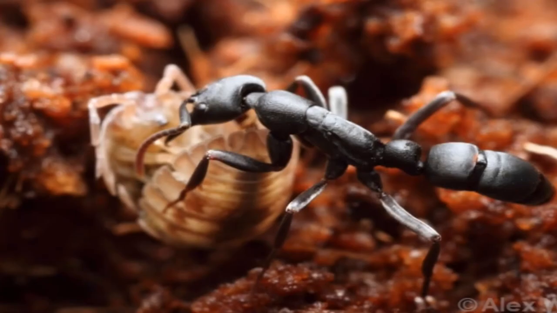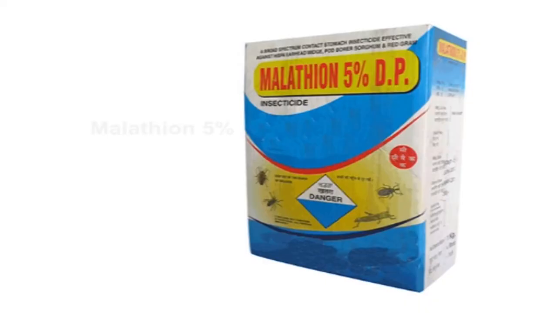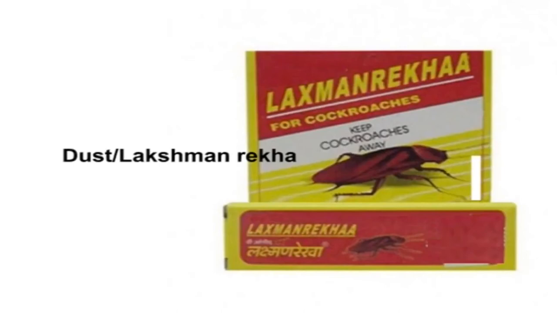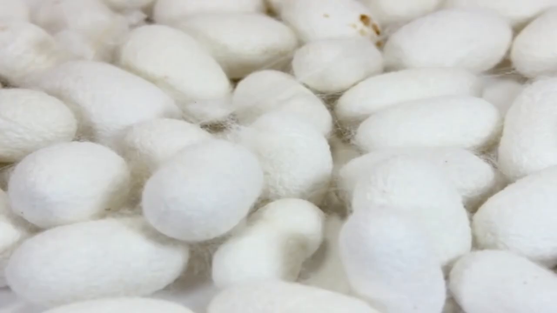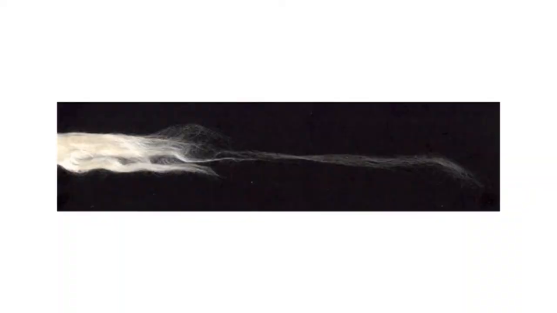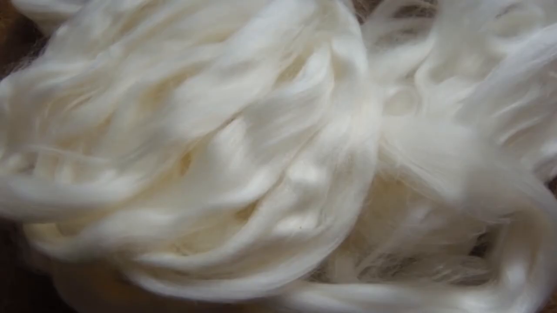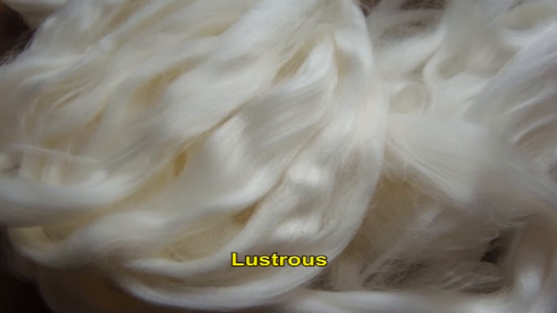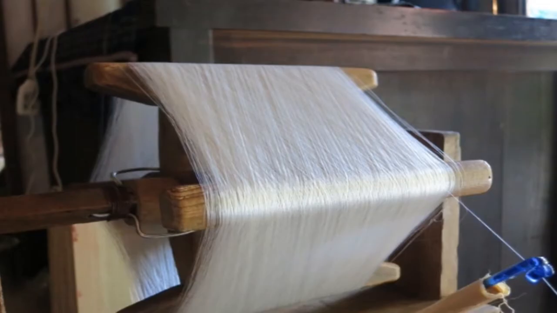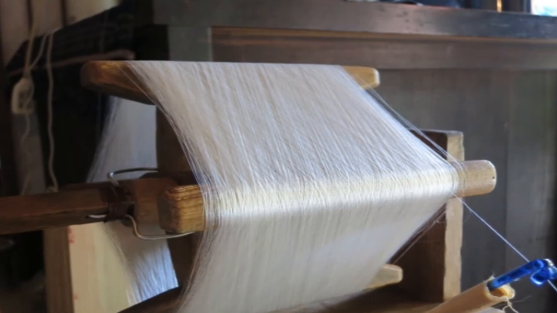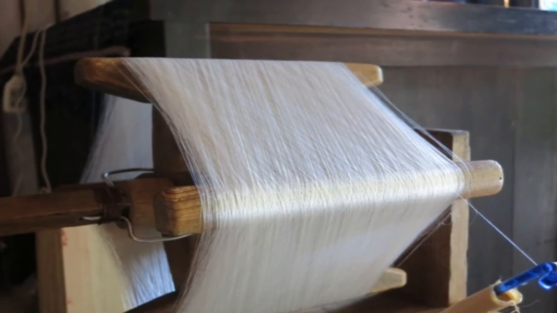To protect the silkworm from predatory ants, apply Malathion 5% dust or ant chalk paste at the base of the mountage stand. Let us learn about the harvesting of cocoon. The cocoon is made of a thread of raw silk from 300 to about 900 meters, that is 1000 to 3000 feet long. The fibers are very fine and lustrous, about 10 micrometers in diameter.